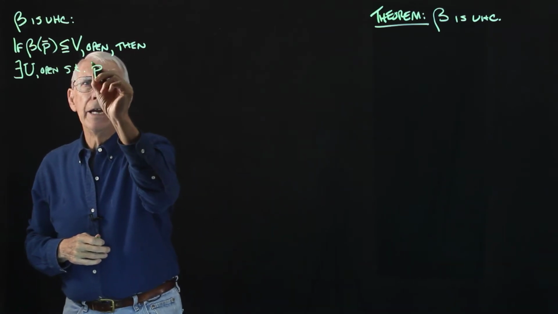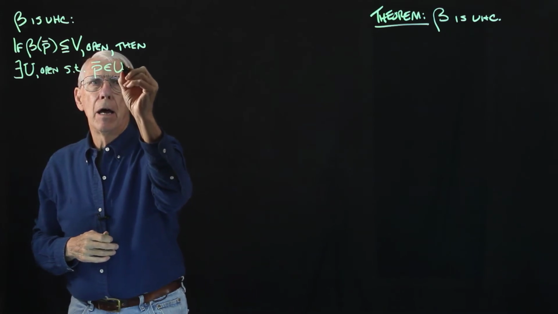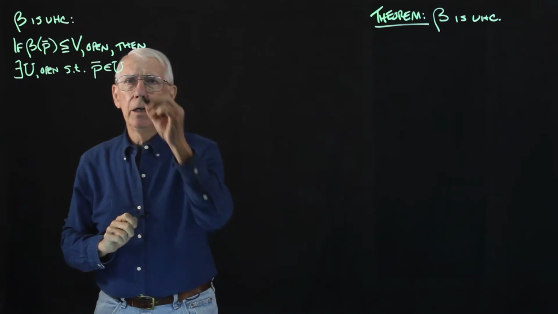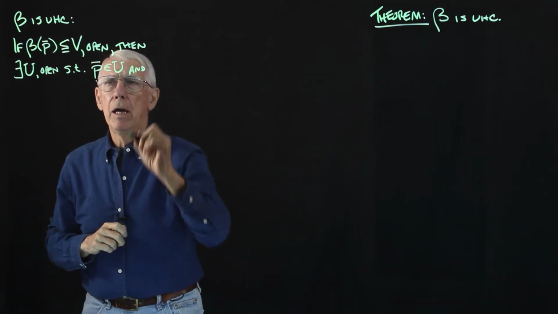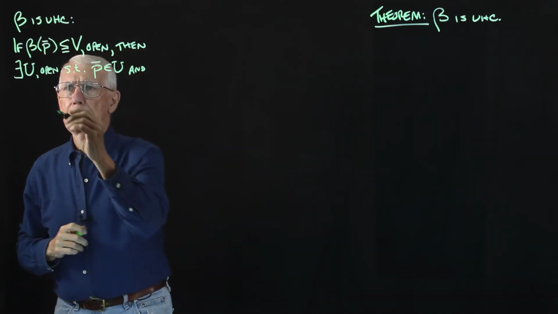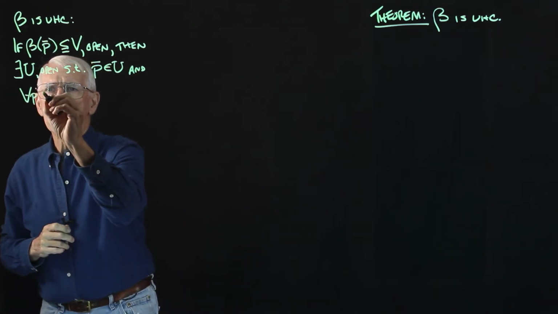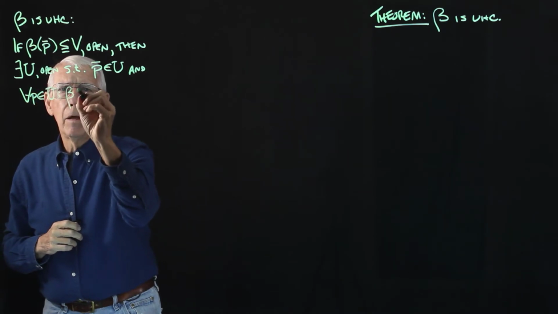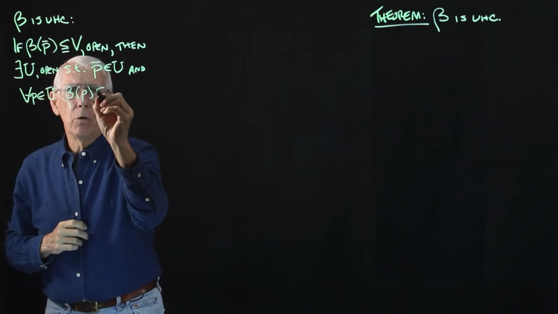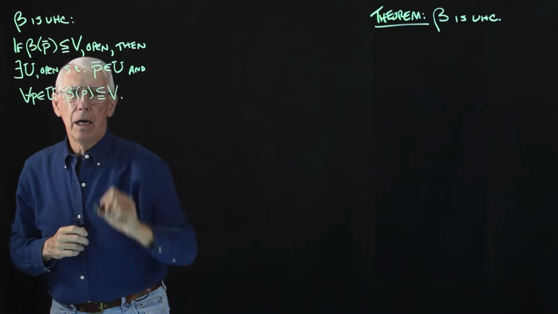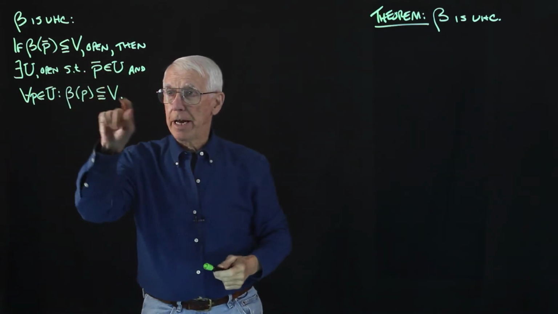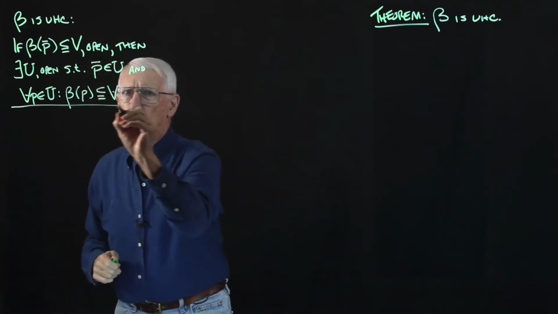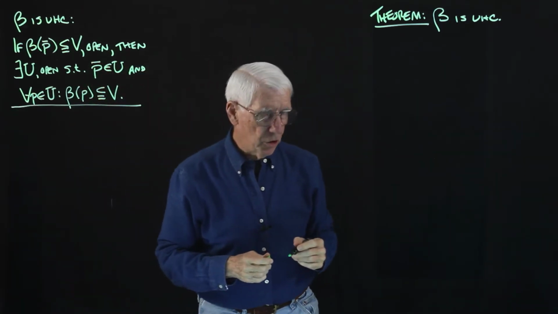which is a neighborhood of P bar, so it's an open set that contains P bar, and such that for any price list in that neighborhood, the budget set at that price list will also be a subset of the open set V in the target space. So that's what we mean by a correspondence being upper hemicontinuous.